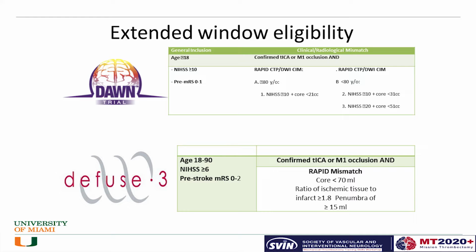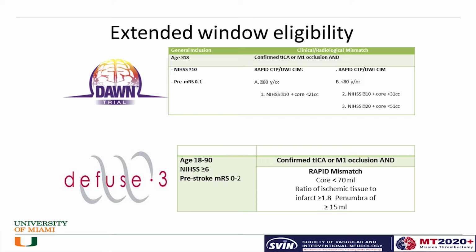6 to 24 hours. The DEFUSE trial, conducted around the same time, looked at patients who were 6 to 16 hours after last time seen well. They had an upper limit age cap of 90, NIH stroke scale greater than 6, so not as severe strokes, but they also allowed patients with some disability to be part of the study. Both trials required that there'd be a terminal ICA or MCA that was occluded, and they had a core of less than 70.